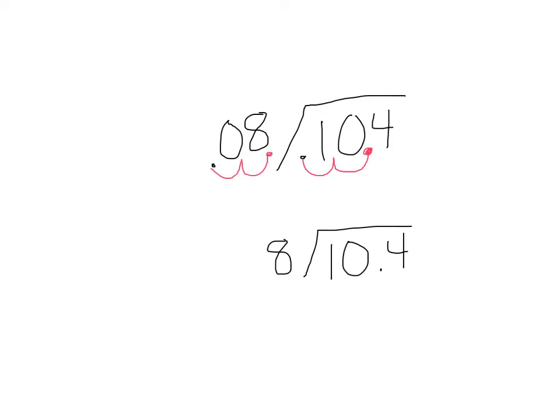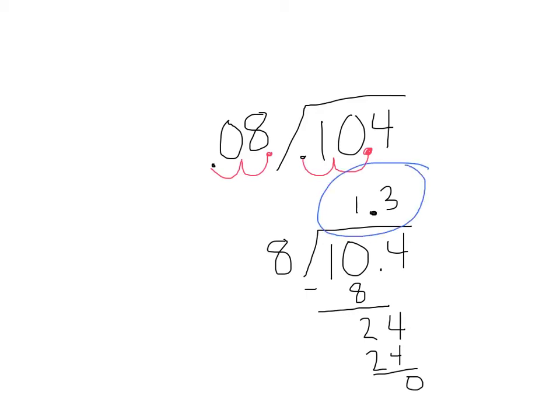8 goes into 10 one time. 1 times 8 is 8. 10 subtract 8 is 2. Bringing down my 4. 8 goes into 24 3 times. And 8 times 3 is 24 with 0 left over. Now I have to make sure that my decimal goes straight up in my answer. So my answer is going to be 1 and 3 tenths.